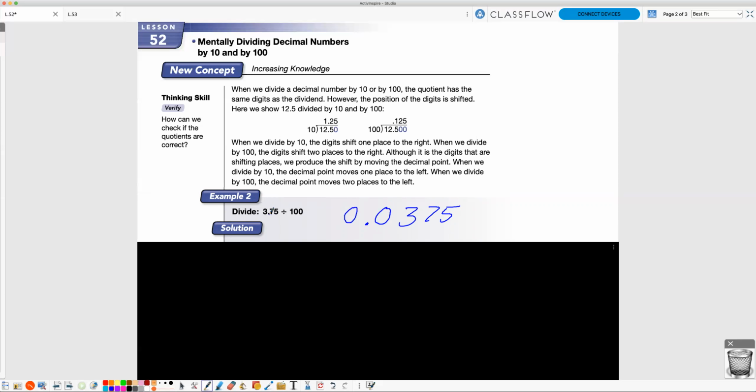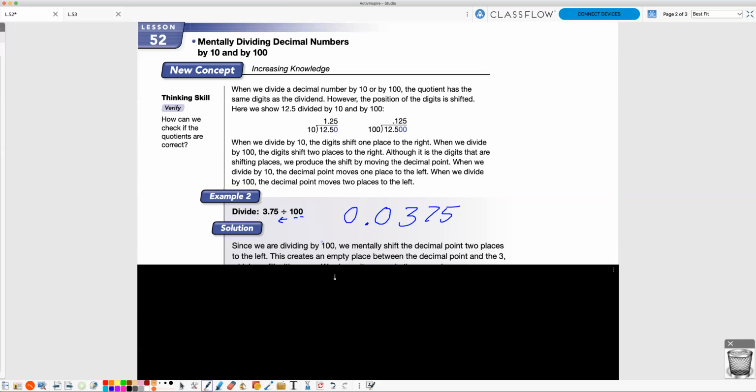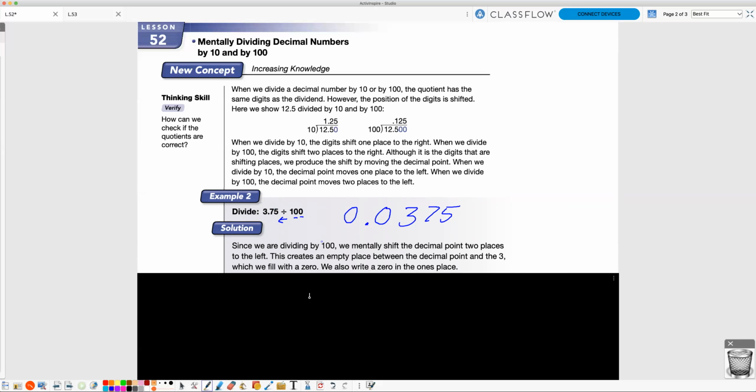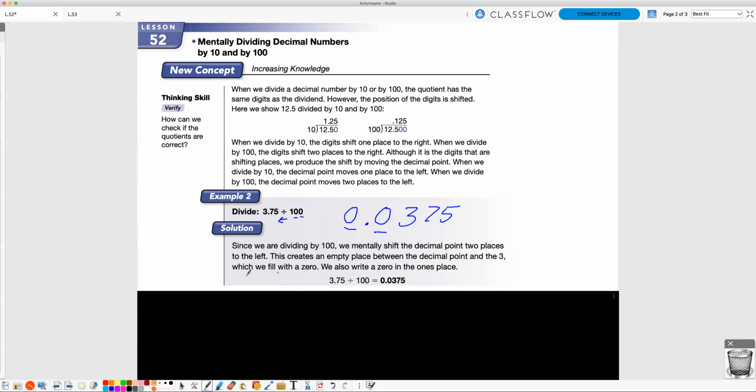So that's all I need to do, because this division symbol means I'm going to move left. It's by 100, so I need to move it left twice. So since we're dividing by 100, we mentally shift the decimal point two places to the left. This creates an empty place between the decimal point and the 3, which we fill with a 0. We also write a 0 in the ones place. So we always have to have that. So the answer is 375 ten-thousandths in this case.